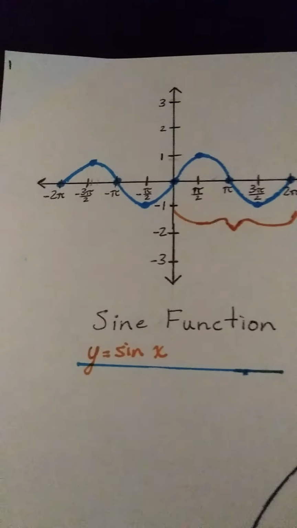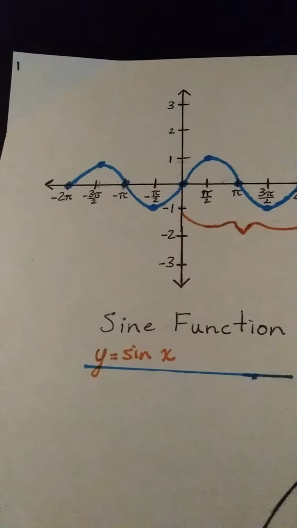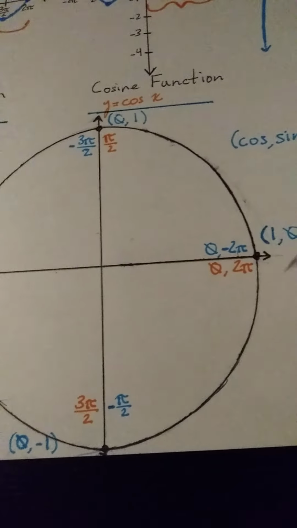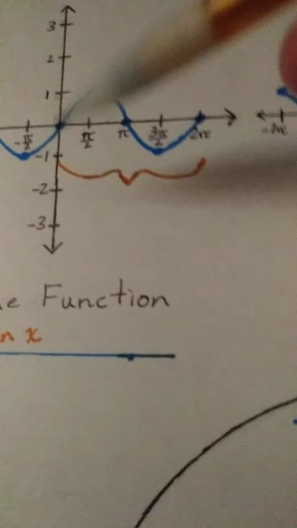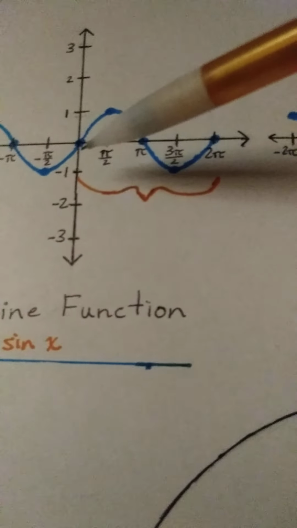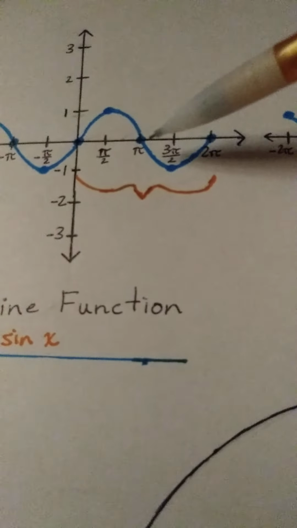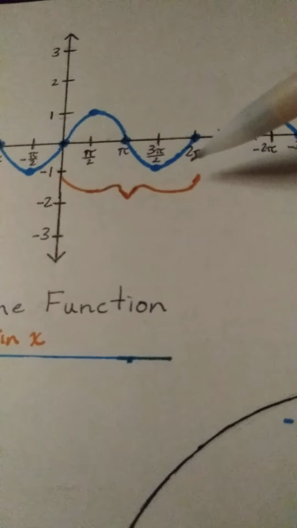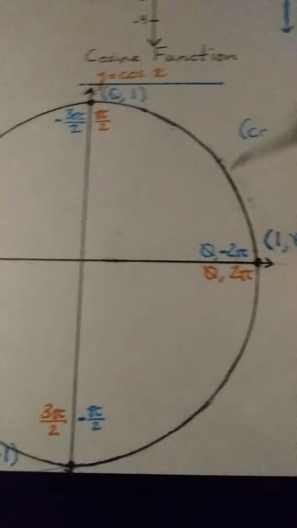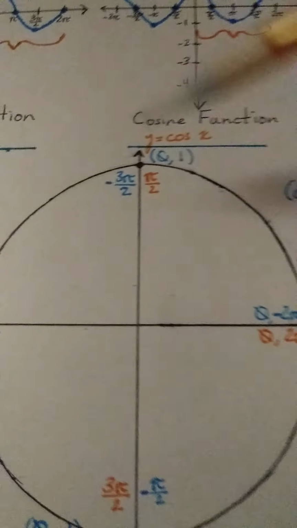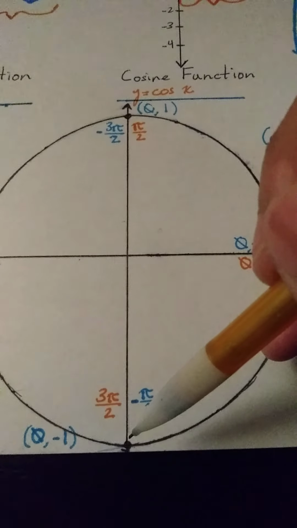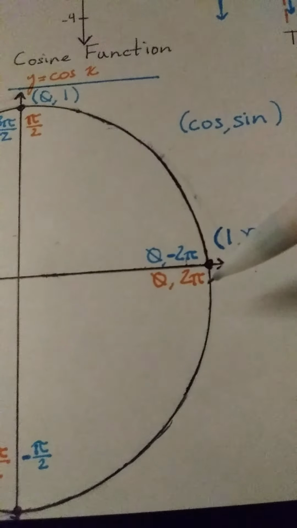Each of the values on the x-axis are labeled as one of the angles on a unit circle. You can see it goes over here on the line, on the x-axis, goes to pi over 2, pi, 3 pi over 2, and 2 pi. Similarly, you also have that on the unit circle. 0, pi over 2, pi, 3 pi over 2, and 2 pi.